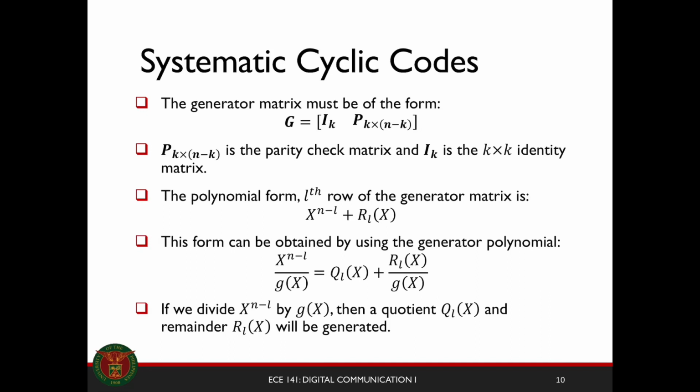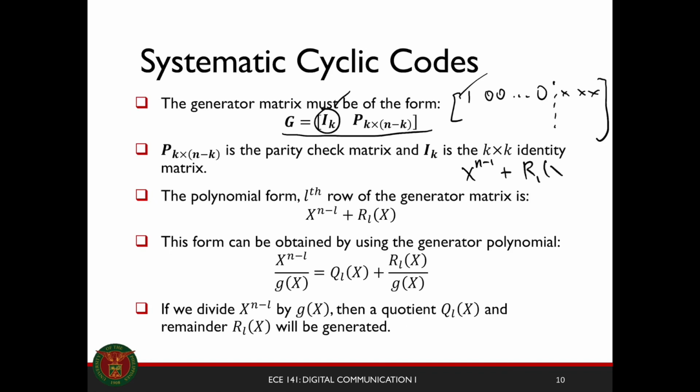To make systematic cyclic codes, recall that the generator matrix should have this structure. Since we have an identity matrix here, the first row would look like 1, 0, 0, and so on, until we enter the parity matrix, which has some values that are either 0 or 1. If we represent the first row as a polynomial, it equals x^(n-1) plus some r1(x). We don't know it, since it depends on the parity matrix.